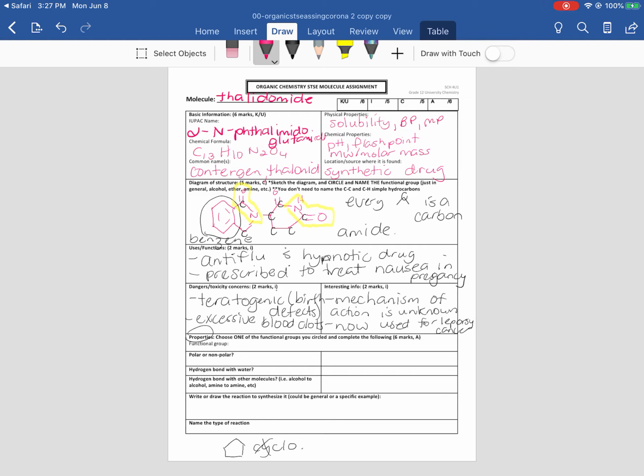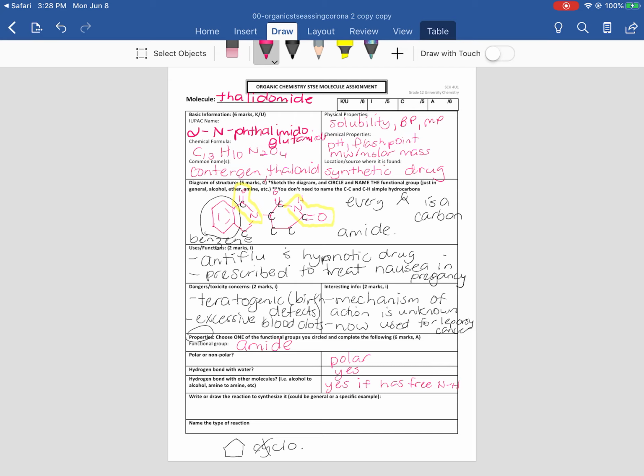Okay. So now for the properties part, it says choose one of the functional groups you circled and complete the following. So I'm going to choose the functional group amide. And it is polar because it has the N and the O. You don't even need to explain it, okay? Does it hydrogen bond with water? Yes. Does it hydrogen bond with other molecules? Yes, if it has a free NH.